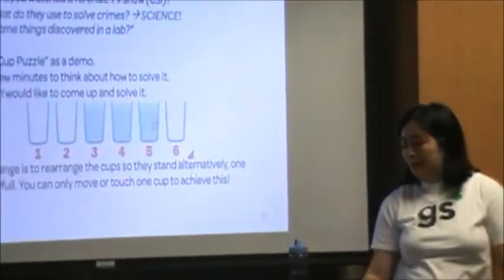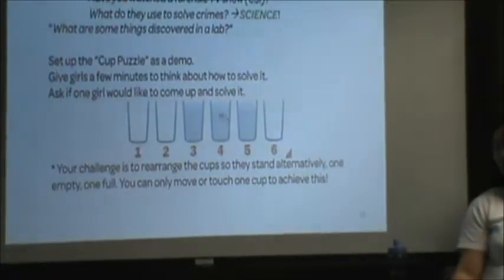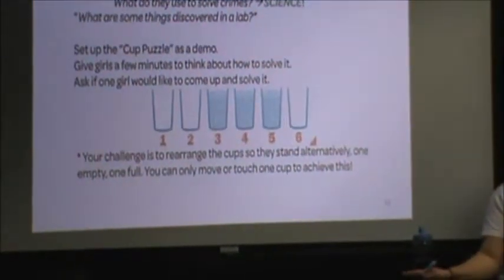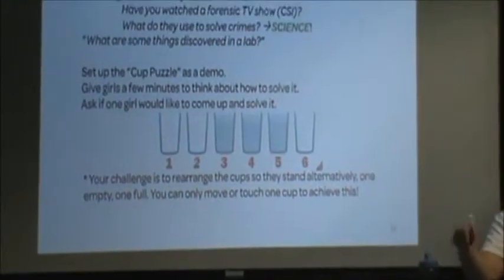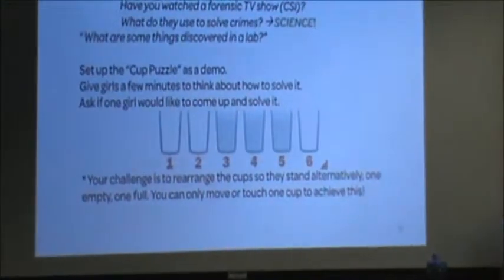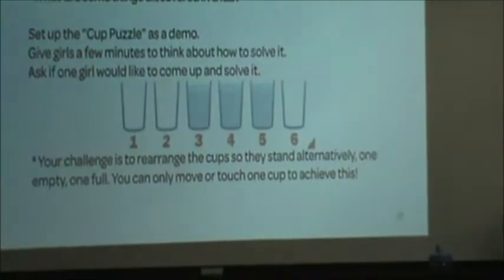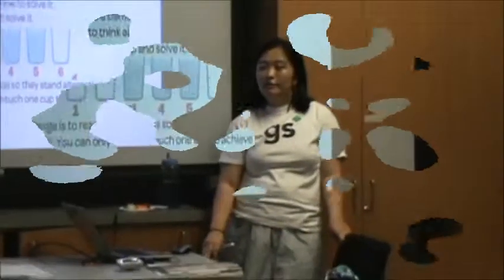And the next thing you're going to do is set up this little cup puzzle. So you're going to have 6 cups, and 3 of the cups are going to be full. Your challenge is to rearrange these cups so that it is alternating: full, unfull, full, unfull, for example. You can only touch one cup. Okay. So you're going to give the girls some time to think about it, and you're going to ask the girls to come up and try it.